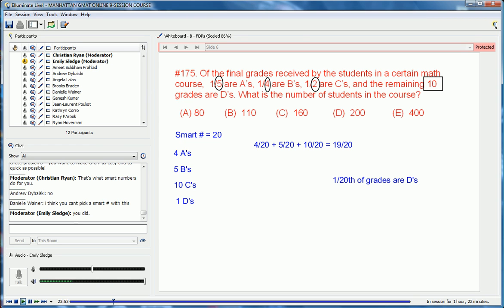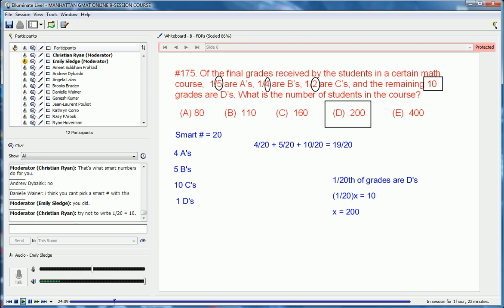So 1/20th of X, the total number of people in the class, would give you 10, the total number of D's. And as John Laurent pointed out, that means 20 times 10 is our answer. X equals 200. And D is the right answer. You guys mostly nailed this one. In fact, you all did.